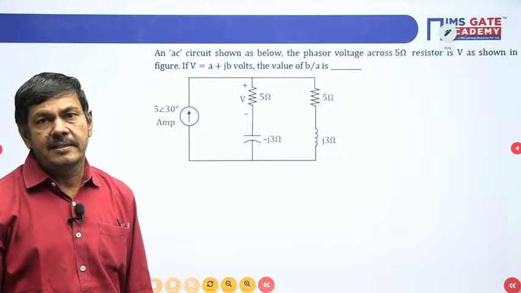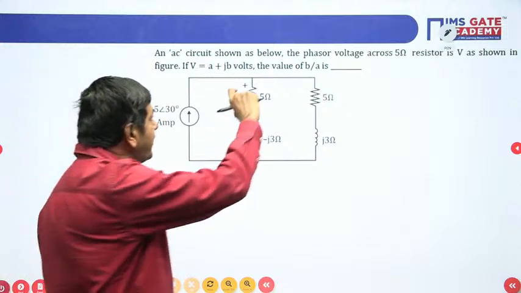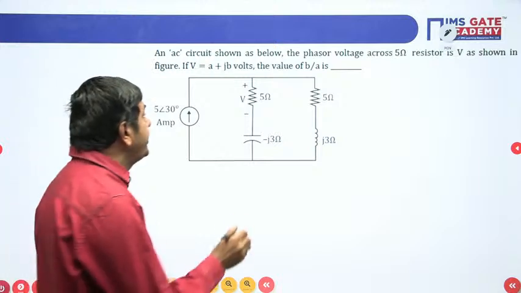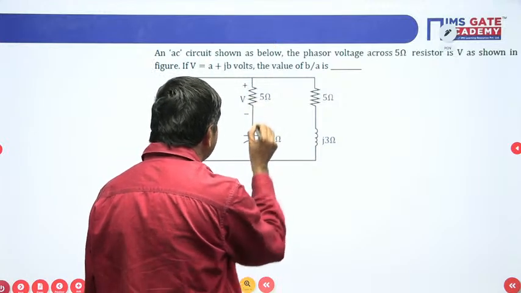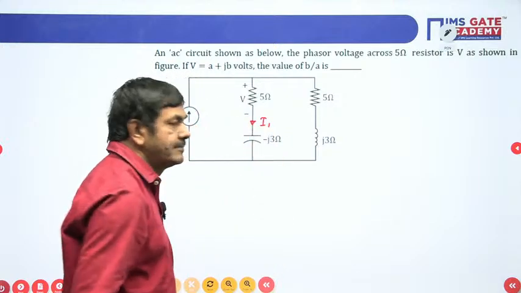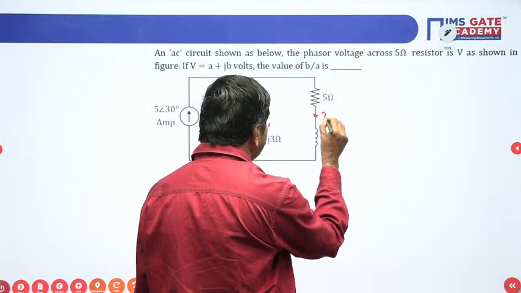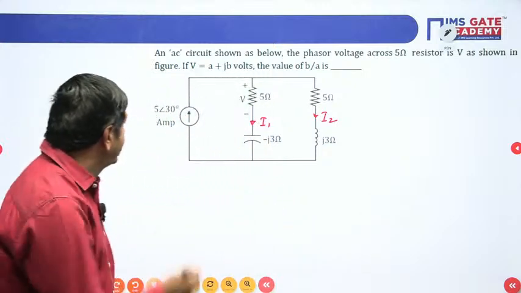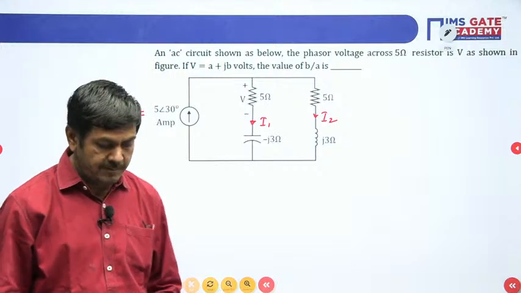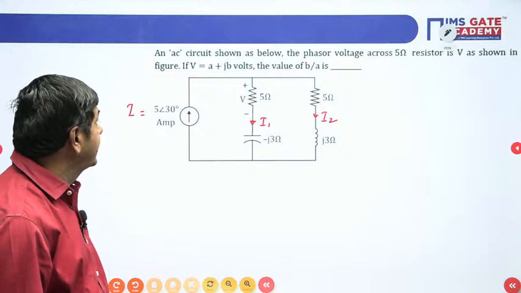So how can we tackle this question? We need to first find the voltage across this 5 ohm. To find the voltage across the 5 ohm, you need the current passing through the 5 ohm. This current I denote by I1. The current passing through this side I denote by I2. The supply current, you know very well, is I. By using this we can start the work now.